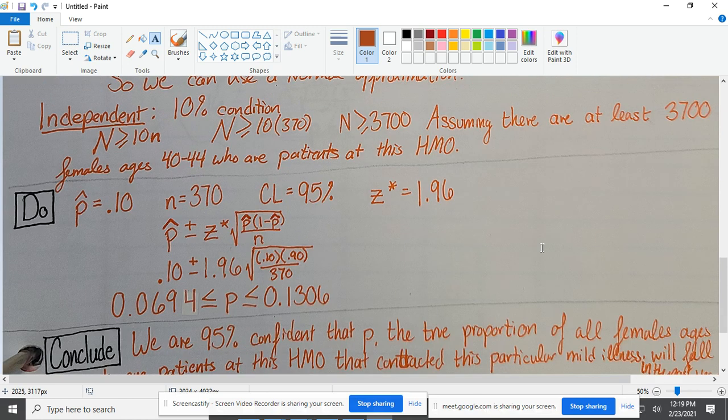And then this just comes down to work. Make sure you show your process as P hat plus or minus Z times square root of P hat, 1 minus P hat over N. Confidence level for 95% is a Z of 1.96. So that should give you a lower bound of about 0.0694 and an upper bound of 0.1306.